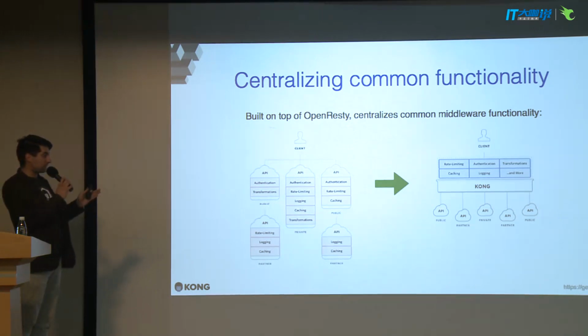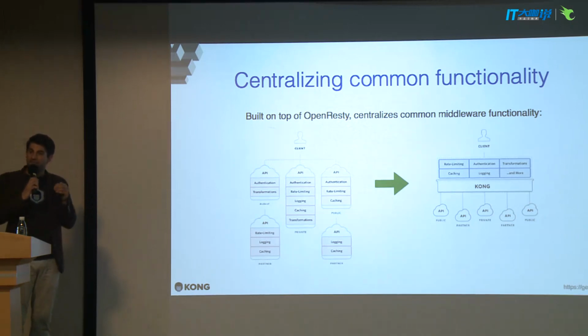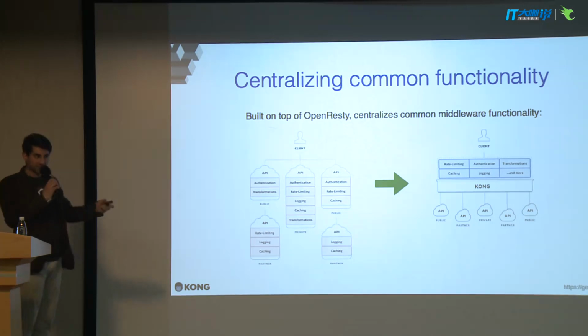The reason why it's the perfect fit is because it can scale from 1 to X number of nodes very easily. You don't have to worry about that. So Kong provides clustering on top of OpenResty. We're going to see this later.